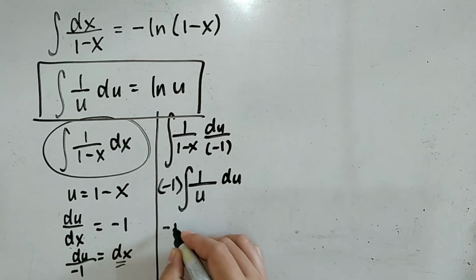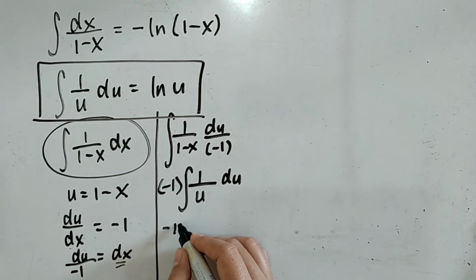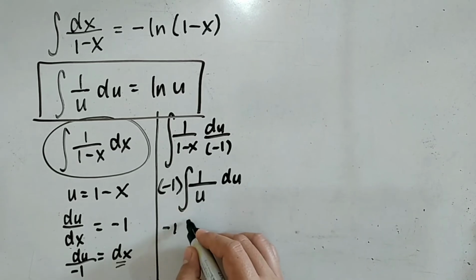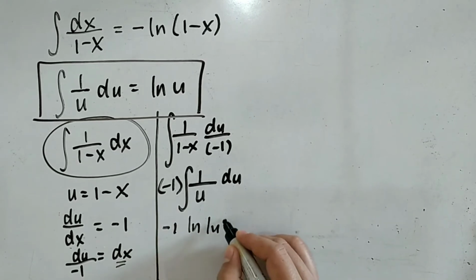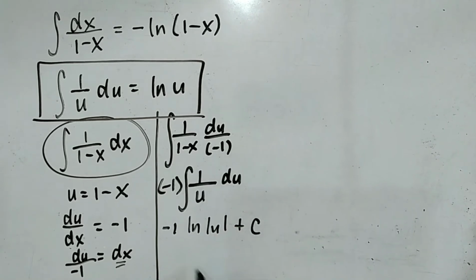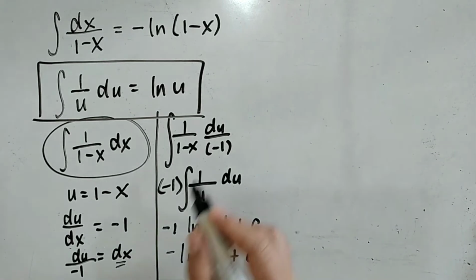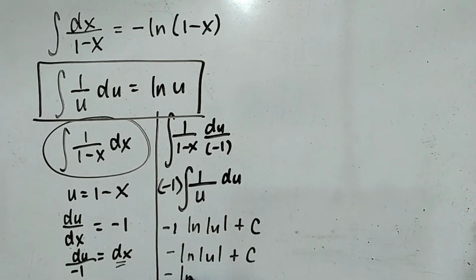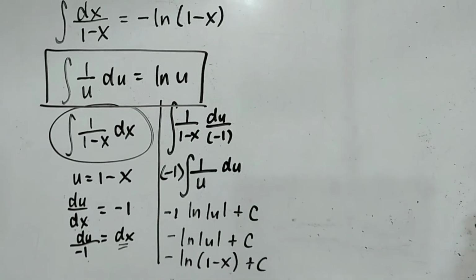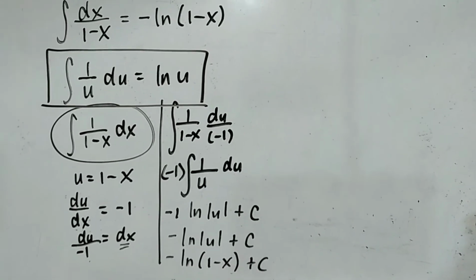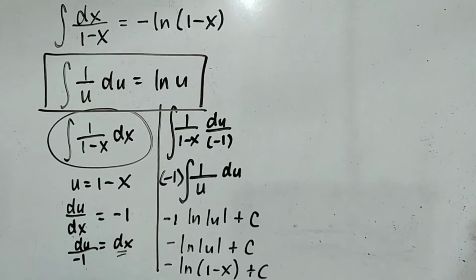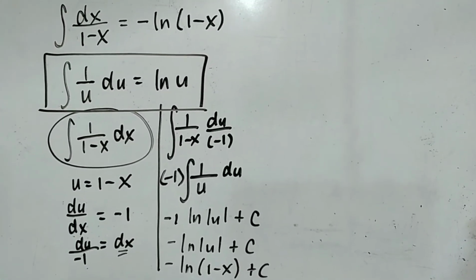So we simply copy negative 1, and this is now equal to ln of u plus c. That is why we have negative ln of u plus c on the right side. Because the integral of dx over 1 minus x is negative ln of 1 minus x plus c.